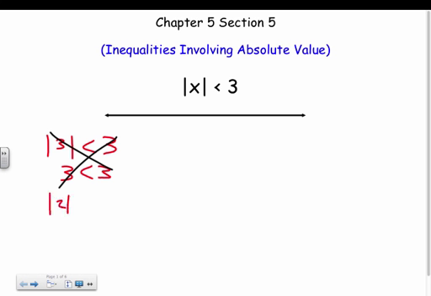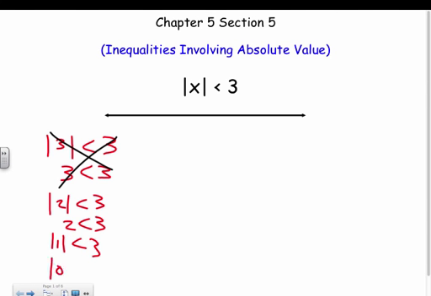Like the absolute value of 2 is less than 3, right? Because the absolute value of 2 is 2, and 2 is less than 3. So I could put in 2 for x. I could also put in a 1 for x, right? The absolute value of 1 is less than 3. I could also do a 0, right? The absolute value of 0 is less than 3.